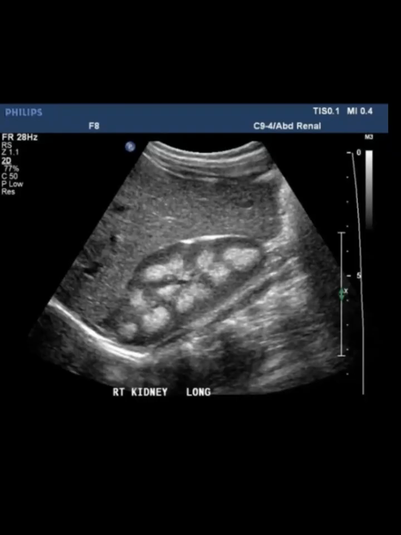Nephrocalcinosis. Is it cortical or medullary? Medullary. Yes, medullary nephrocalcinosis. So can you tell me the 12 causes of medullary nephrocalcinosis?